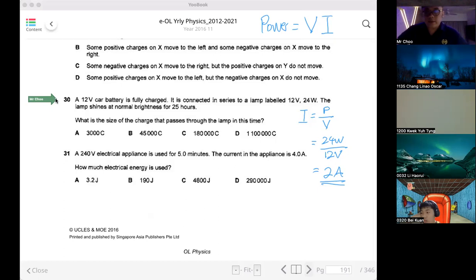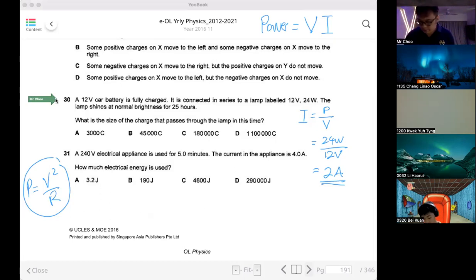Yiting, your answer is incorrect. How Ray, try again? So Yiting asked me, when do we use this formula, P equal to V squared over R? I will talk about this in a very short while. Bei Kwan incorrect. How many seconds are there in 25 hours?